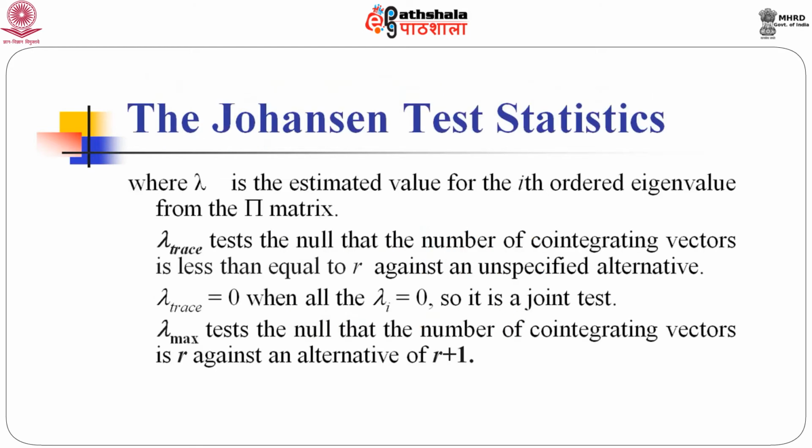Lambda is the estimated value of the ith order eigenvalue from the matrix pi. Lambda trace tests the null hypothesis that the number of co-integrating vectors is less than or equal to r against the unspecified alternative, and lambda trace equals 0 when all the lambda i equal 0, so that it is a joint test. And lambda max tests the null hypothesis that the number of co-integrating vectors is r against the alternative hypothesis r plus 1.